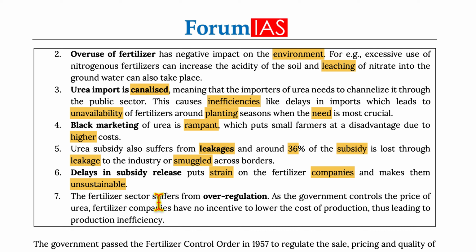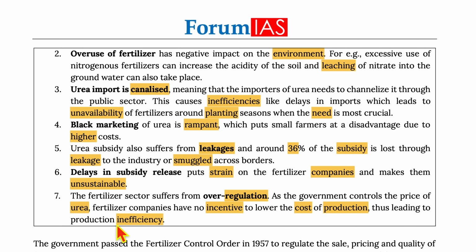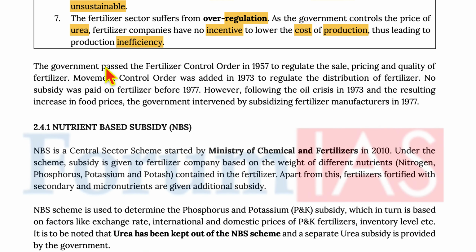The fertilizer sector suffers from over regulation. As the government controls the prices of urea, fertilizer companies have no incentive to lower the cost of production, thus leading to production inefficiencies. The government passed the Fertilizer Control Order in 1957 to regulate the sale, pricing, and quantity of fertilizer. Movement Control Order was added in 1973 to regulate the distribution of fertilizer. No subsidy was paid on fertilizer before 1977.